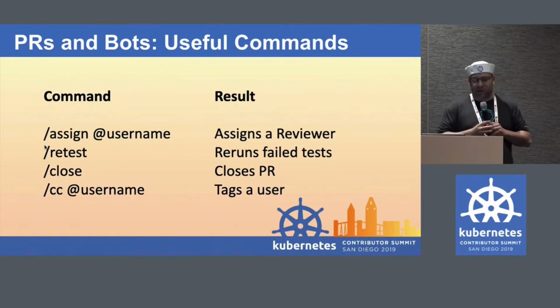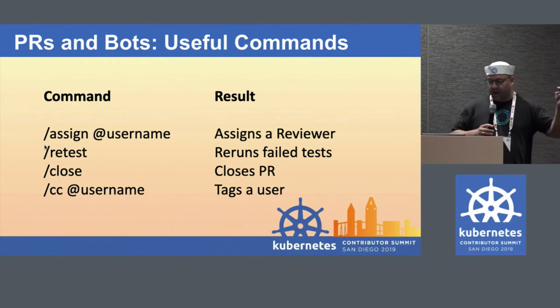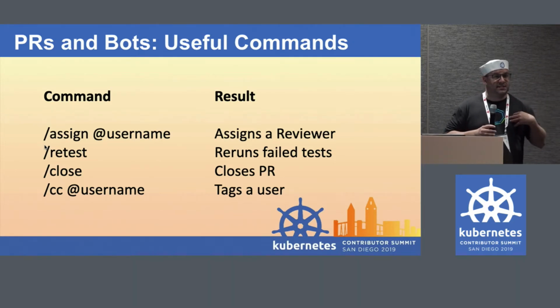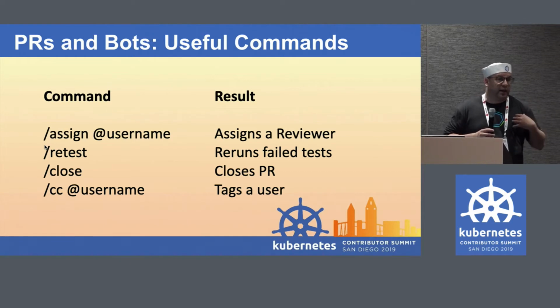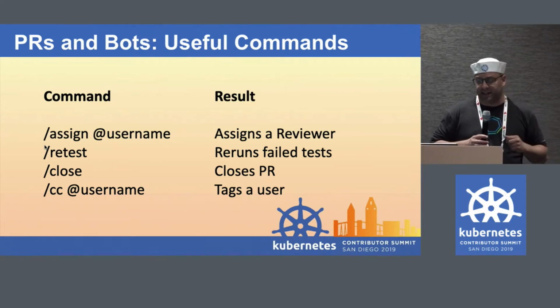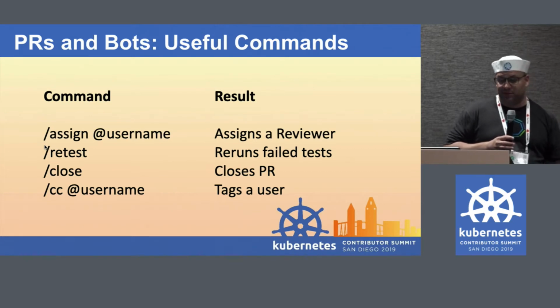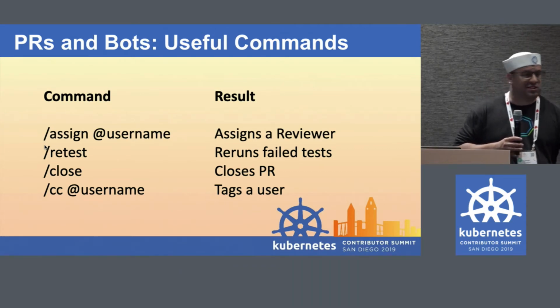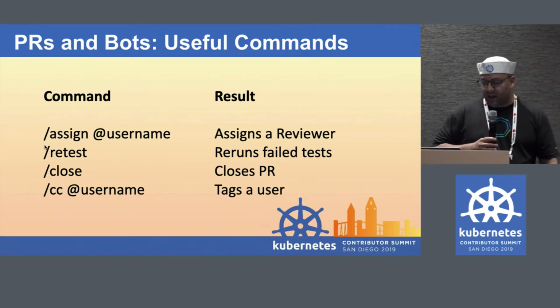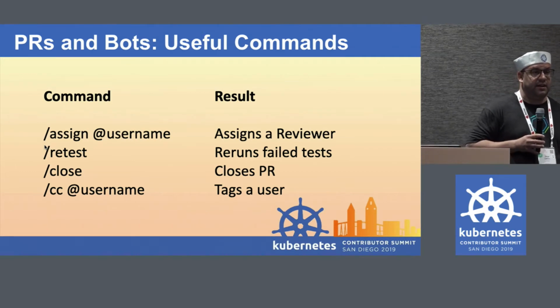So these are some useful ones. /assign at someone you hate is always really good. No, just kidding. So sometimes I get assigned something and it might not be my specific area. I'll be like, oh, I need Chris to look at this instead. I'll /assign it, and it'll get assigned to somebody else. /retest, like we said: if you mess up a spelling error and you fix it, you do /retest and the bot will retest it for you. /close on a PR is an obvious one. /cc I use a lot.